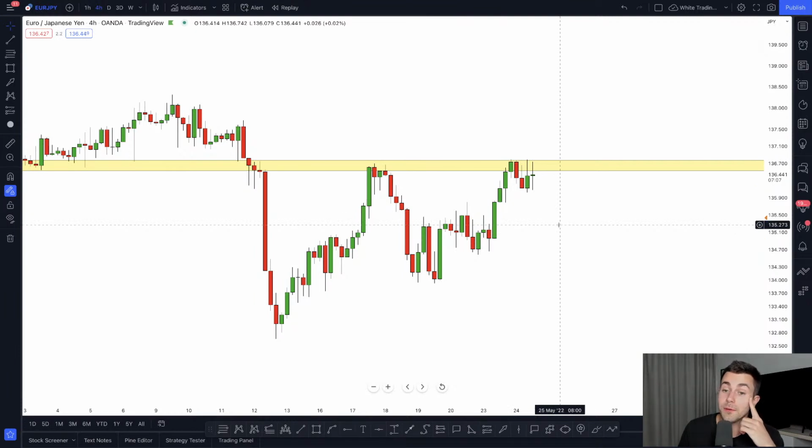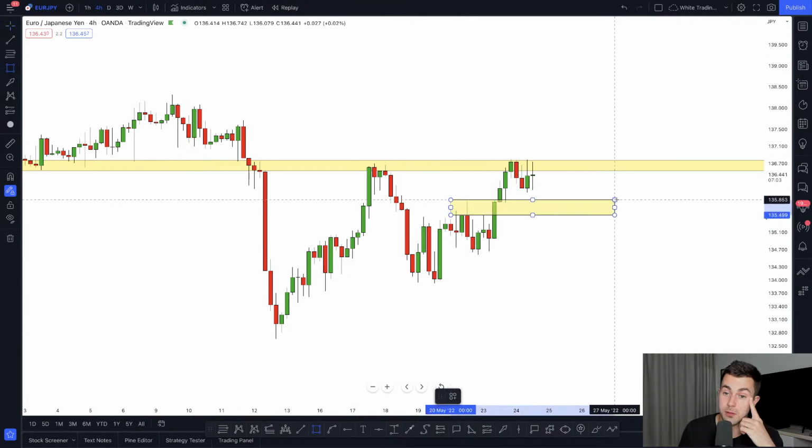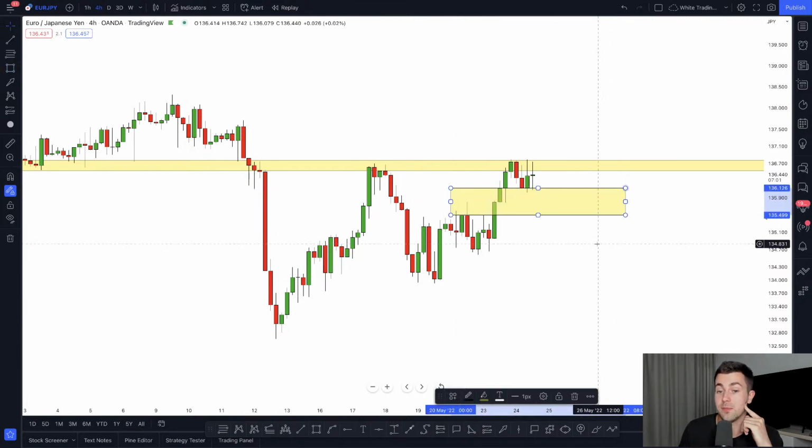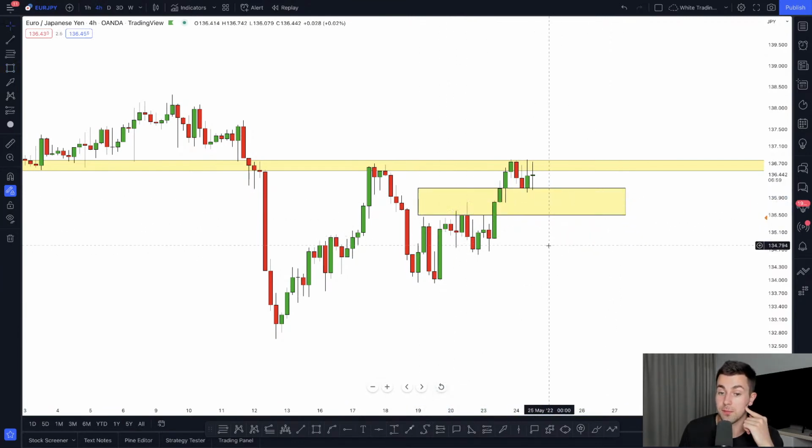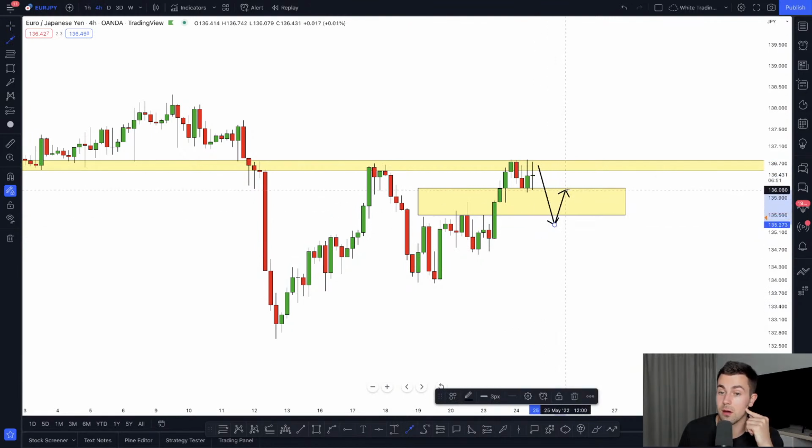So what is the plan right now? Looking left at structure, you can see that here we have a quite strong zone of demand. Yes, the intraday zone of demand. So what I want to see from euro yen is the breakout of that zone. Yes, and then I would sell on a retest. The breakout of that zone will give us a cute double top formation.